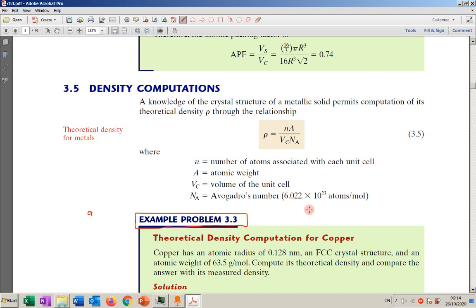Now the second type of problem that we can use this equation for is questions related to the crystal structure. Now you might know the density. Let's say you have a metal, you know the crystal structure by a technique. Let's say you found the crystal structure. Now you want to find the radius of the atoms.